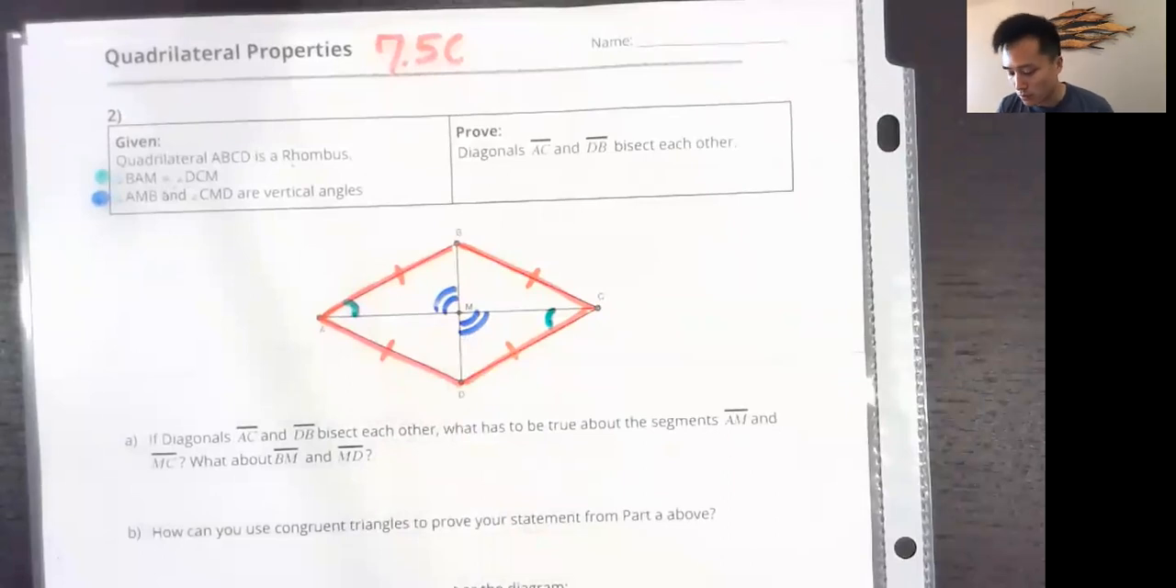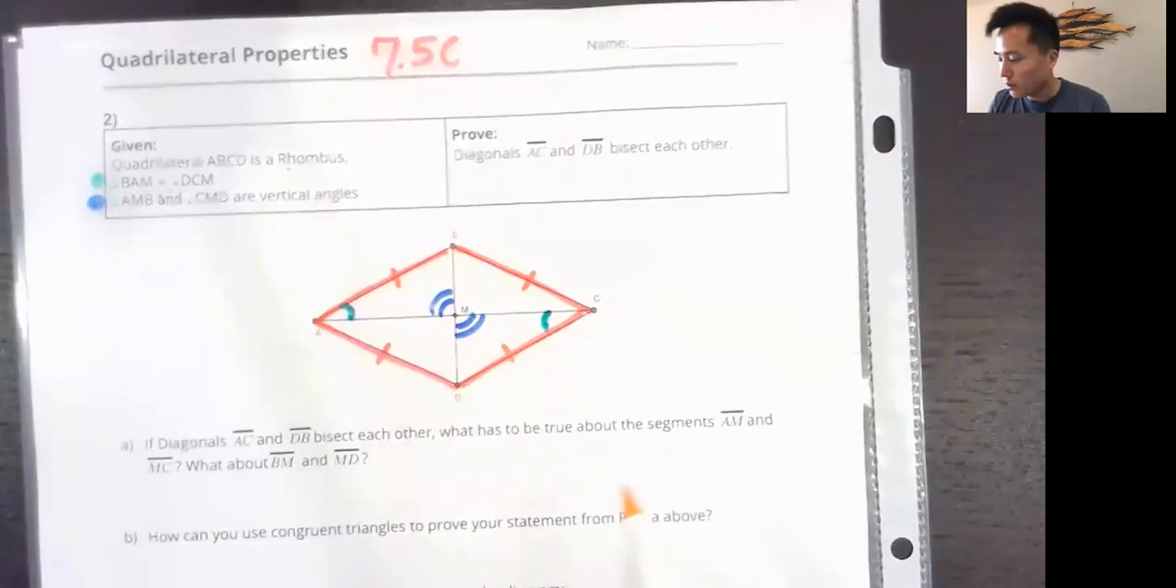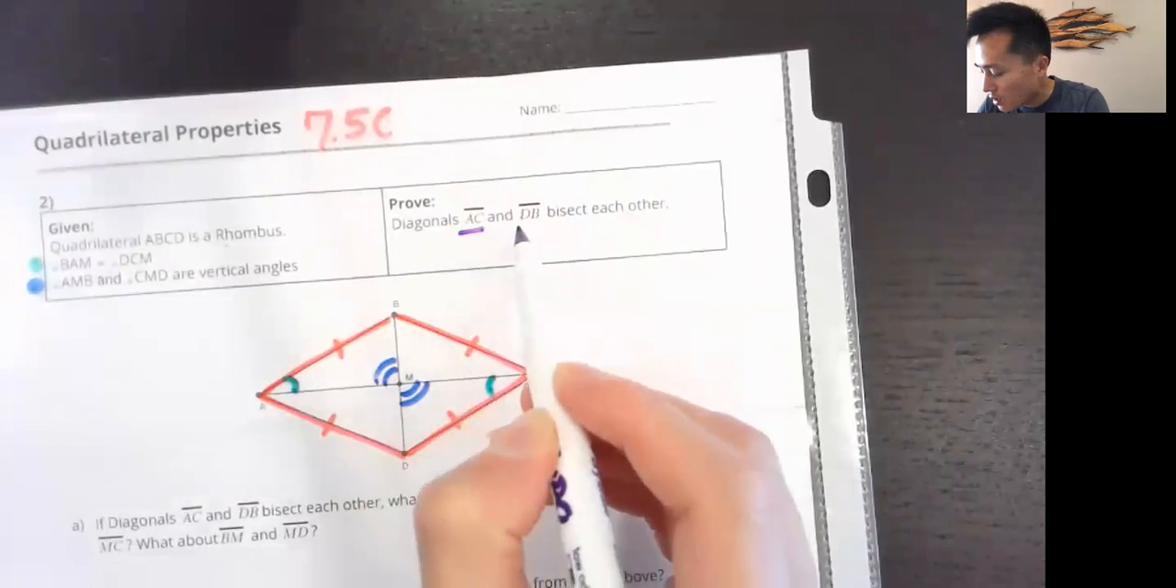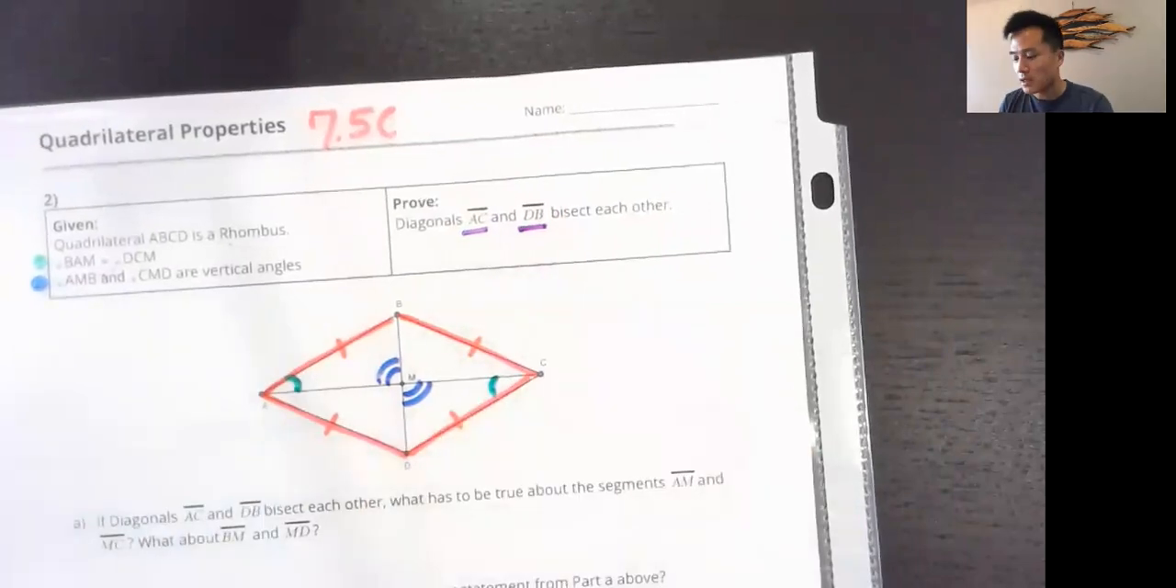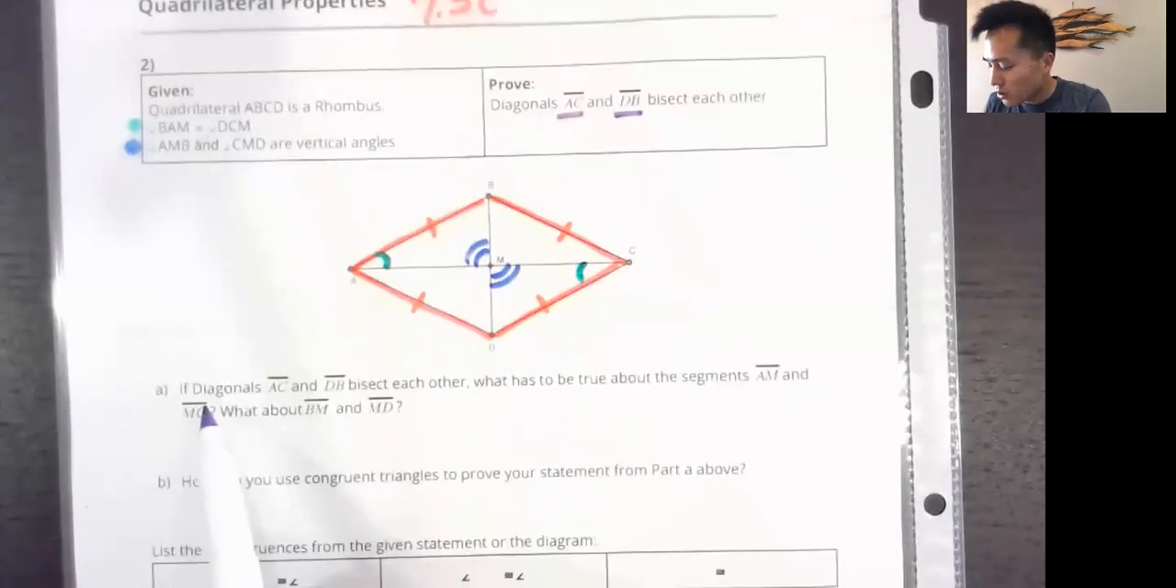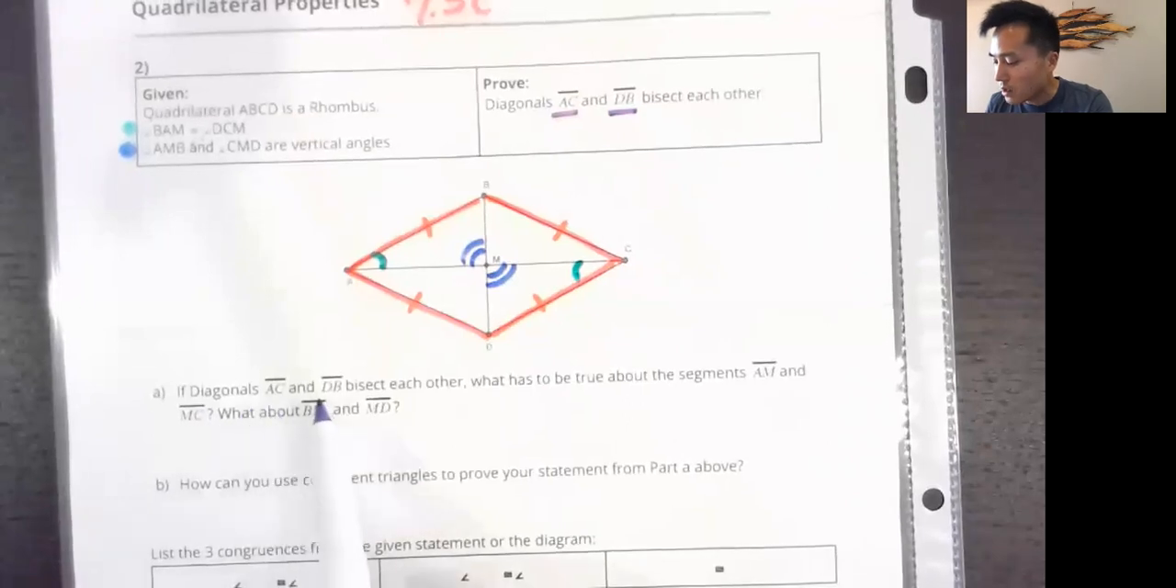What do I need to prove? Well, this right here, that diagonals AC and DB bisect each other. Remember, bisect means to split in half into two equal and congruent parts. So if diagonals AC and DB bisect each other, what has to be true about the segments AM and MC and BM and MD?